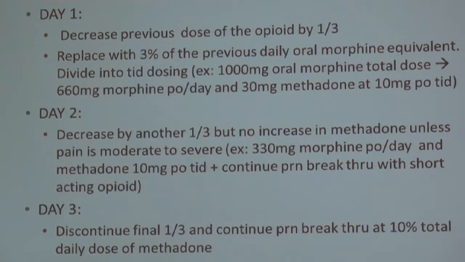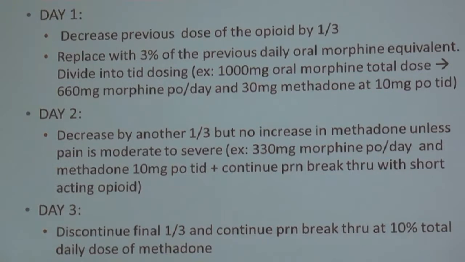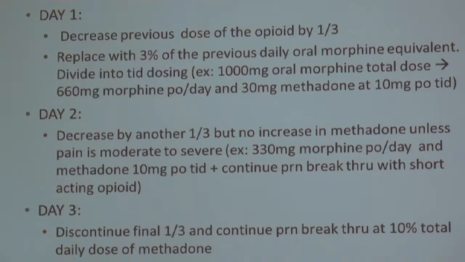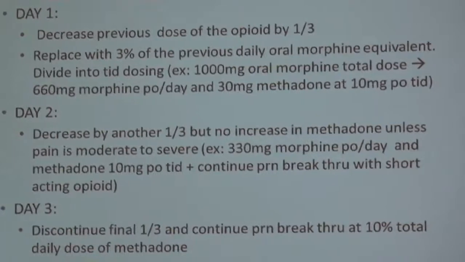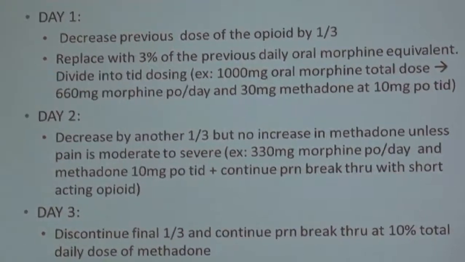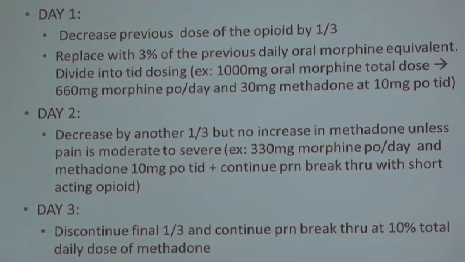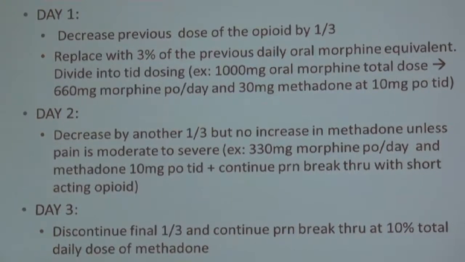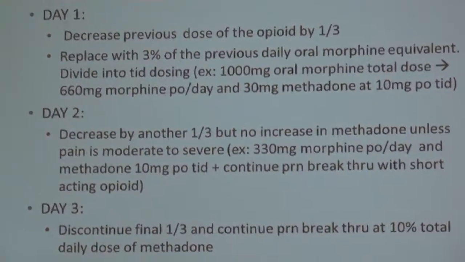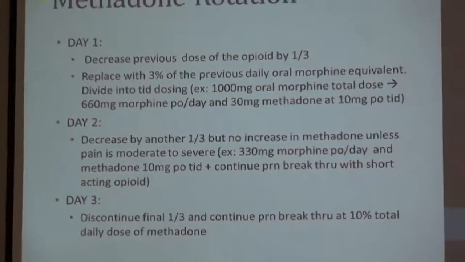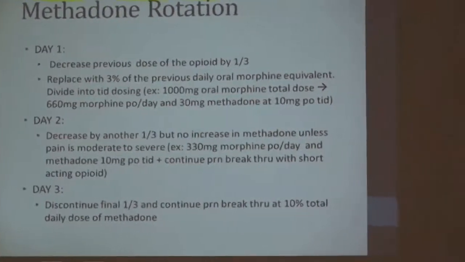And then you do need to make sure that they have PRN breakthrough short-acting opioid if they have breakthrough pain. Okay. On day 3, you can discontinue the final 1/3 and continue the PRN breakthrough at 10% the total dose of methadone. Okay.